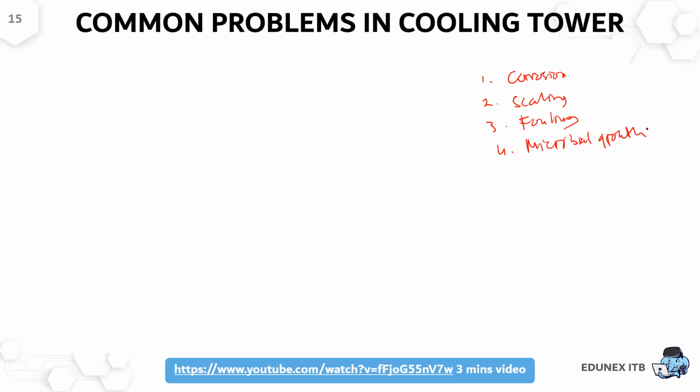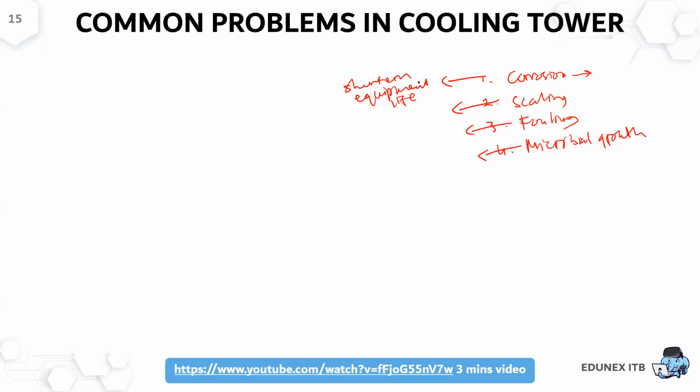Okay, so what is the consequence if we have the corrosion, scaling, fouling, and microbial growth? What is the impact if we have the corrosions in the cooling tower? Based on the video, so I'm just curious whether you pay attention to the video, even though it's just a short 3 minutes video. Failure of the materials and the pipes. Okay, unexpected failures or short-term equipment life, which costs also the higher operating costs later to maintain the cooling tower.